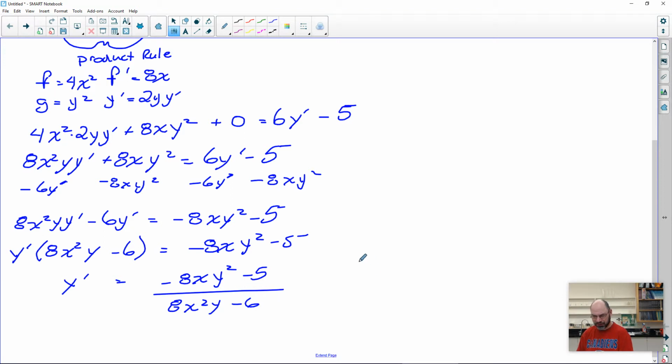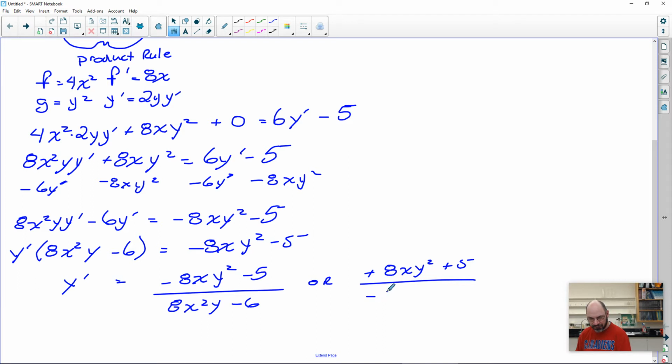Now, the one thing that people often get confused about is, because you can have the negatives on top or the bottom, you could have similar answers. Like if you moved everything over to this side here and then moved the y prime over to this side, it would flip the positives and negatives. So this could be a positive on top. If you multiplied everything by a negative 1 on top and got plus 8x y squared plus 5 on top, the bottom would be the exact opposite.